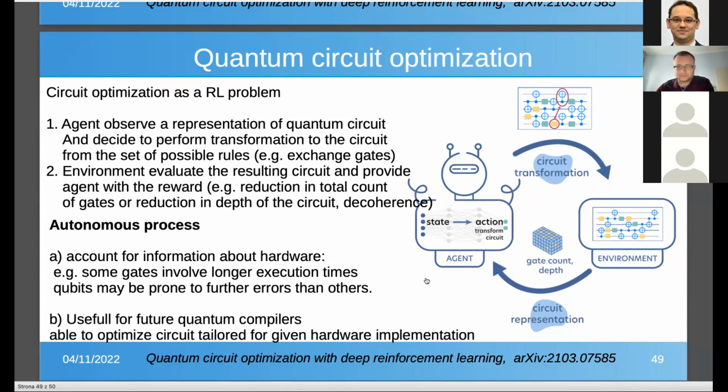And yes, this is a quite new paper on arXiv, about one year old, from 2020. But this is still an ongoing direction, also on the level of quantum error correction, where reinforcement learning can also be used.